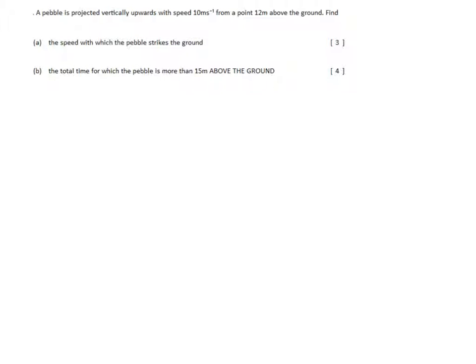In solving today's problem, the key point is to notice that the pebble is projected from a point 12 metres above the ground. It's not projected from ground level. So when we're drawing our diagram, it might be helpful to draw on our ground level and then the point of projection, which is 12 metres above, and then mark on the path that we're expecting the pebble to take as it goes up, and then it goes back down to the ground level again.